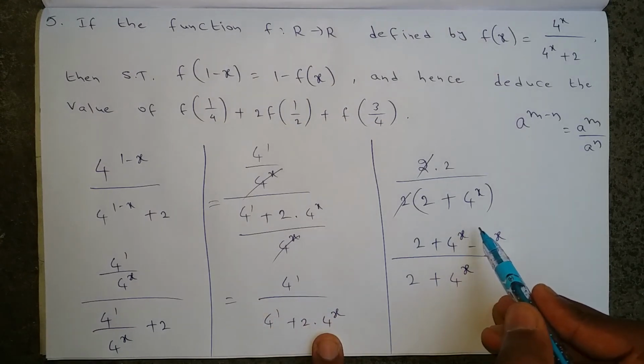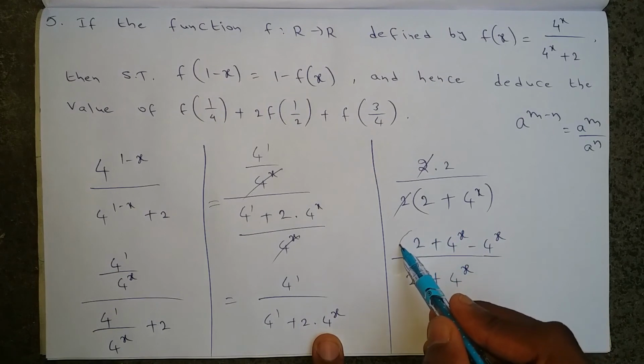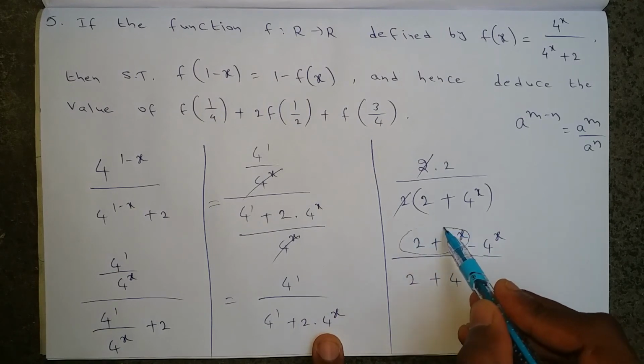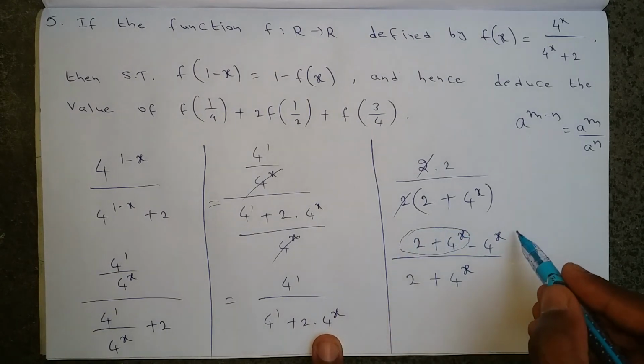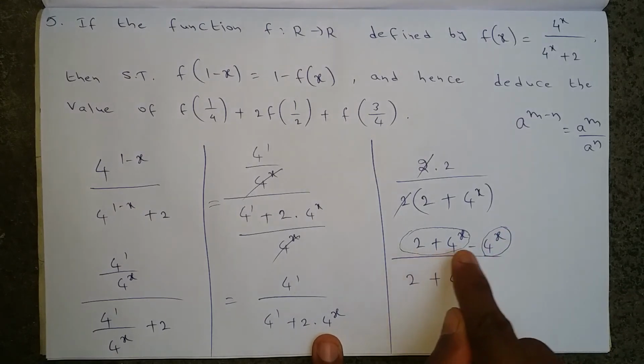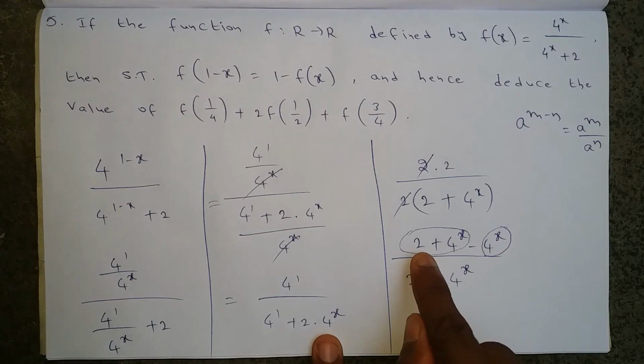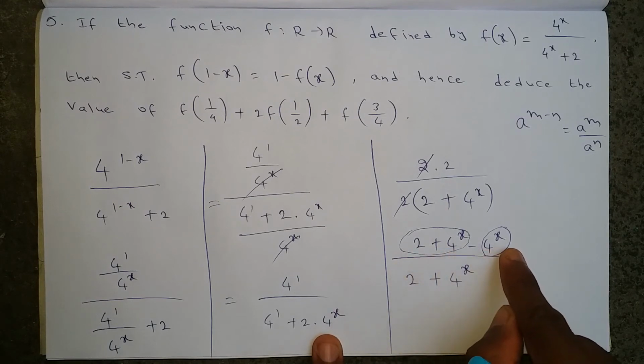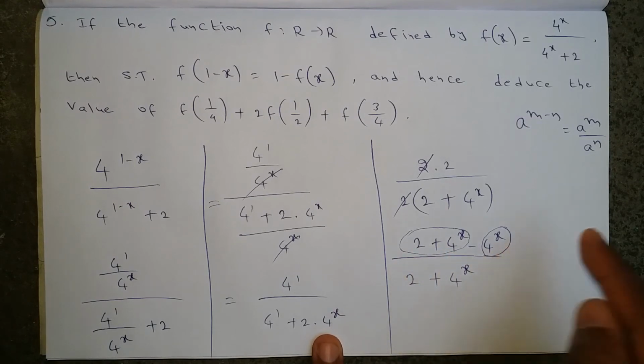this total term, that is 2 plus 4 power x, I will take as one term, and this 4 power x I will take as a second term. So first term, second term. First term is total 2 plus 4 power x, whereas the second term is 4 power x. So now what I will do, I will try to separate the denominator.